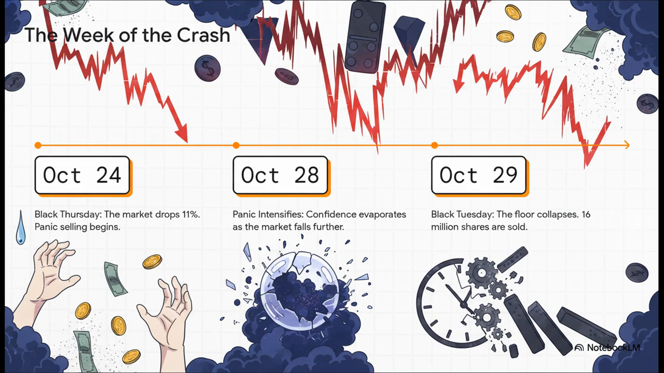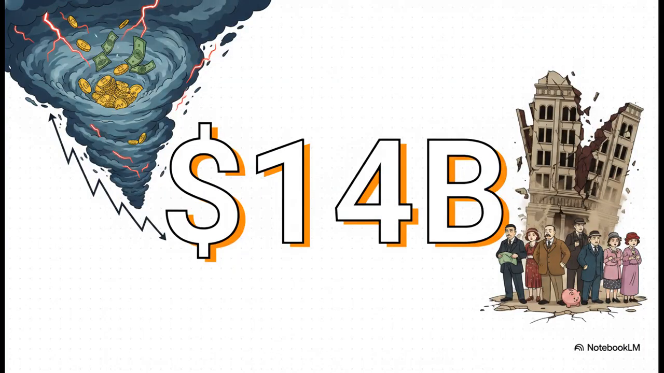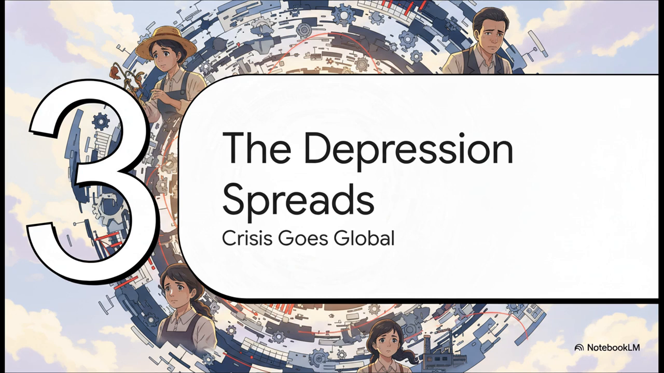16 million shares sold, a historic collapse. The sheer scale of this is hard to wrap your head around. We're talking about $14 billion lost in a single day. To put that in perspective, that's over $230 billion in today's money. More wealth was wiped out on that one Tuesday than the entire U.S. government spent in a whole year. Just gone.